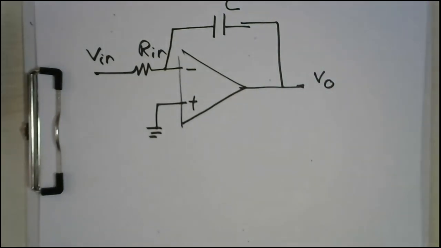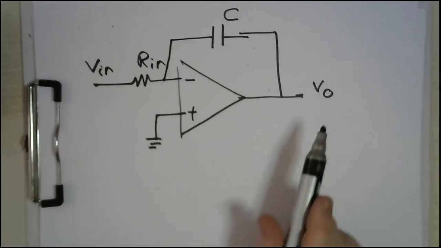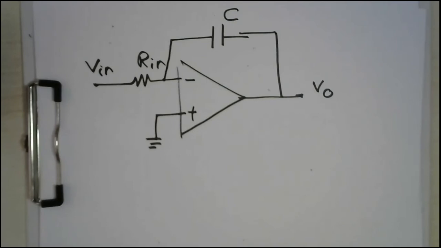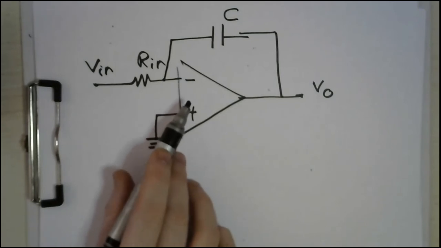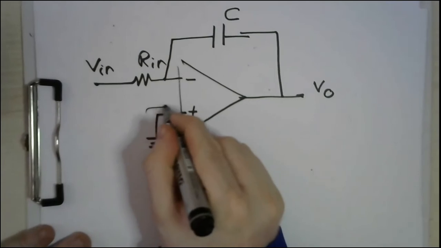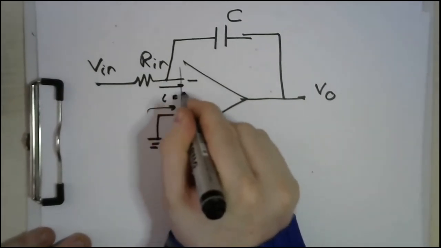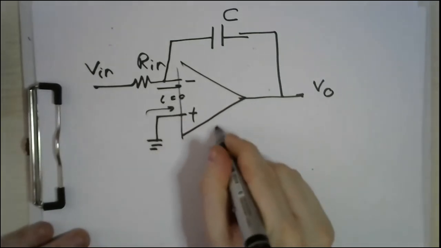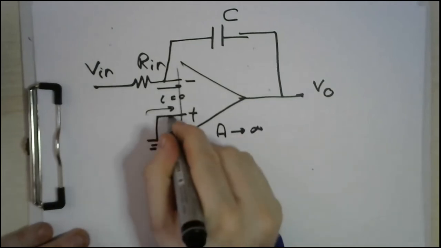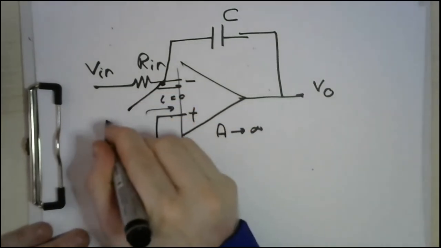As usual, what we are seeking is a relation between the V output and the V input. If you have a good memory, you will recognize that this is typically the same as the inverting configuration, except with a capacitor instead of a resistor. So let's do our 5 assumptions. Input impedance is equal to 0, so no current is flowing inside the operational amplifier. Output impedance is equal to 0. Open loop gain is equal to infinity. So V positive equals V negative, which means that this point is a virtual ground.